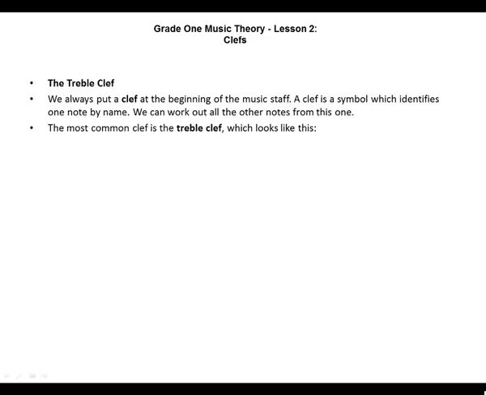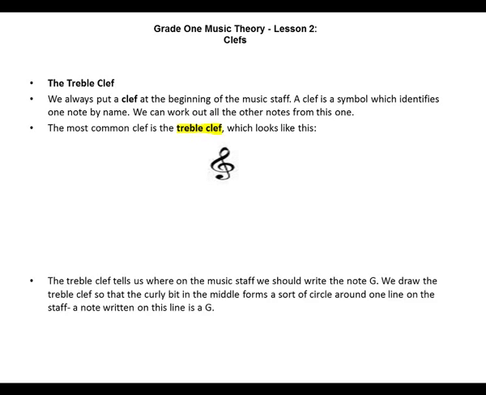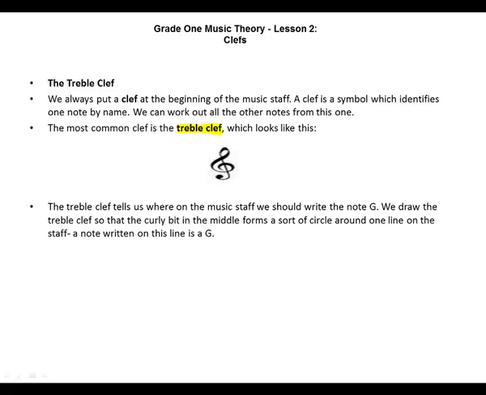The most common clef is the treble clef. And a treble clef looks like this. That's how a treble clef looks. The treble clef tells us where on the music staff we should write the note G. Note G.